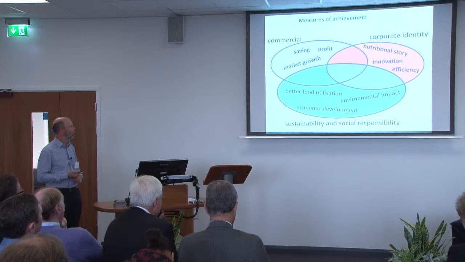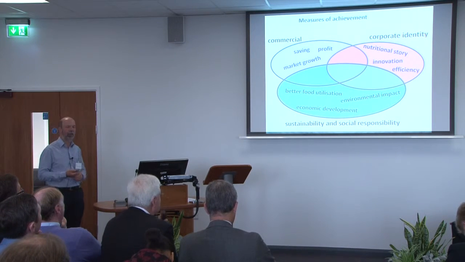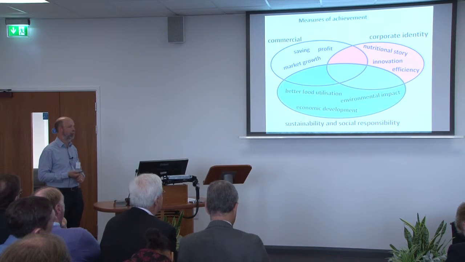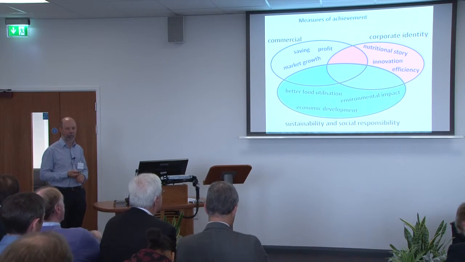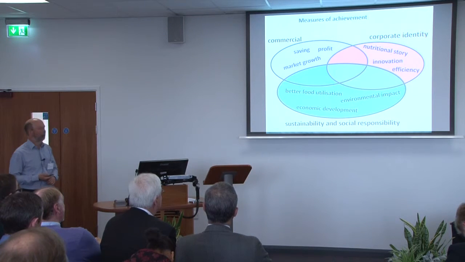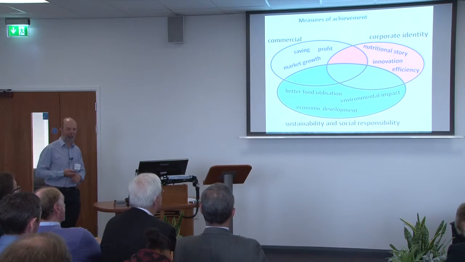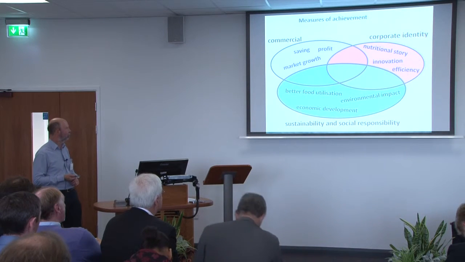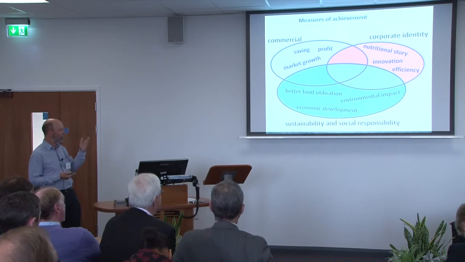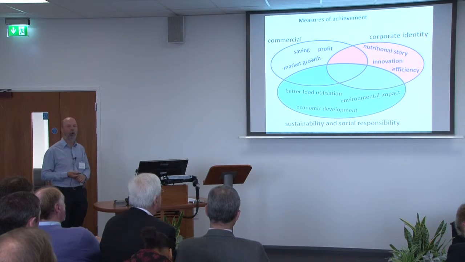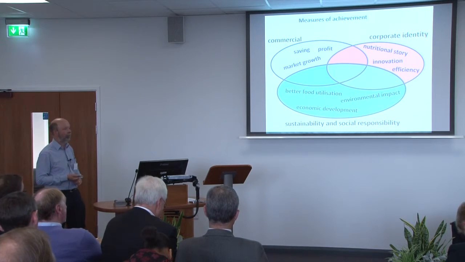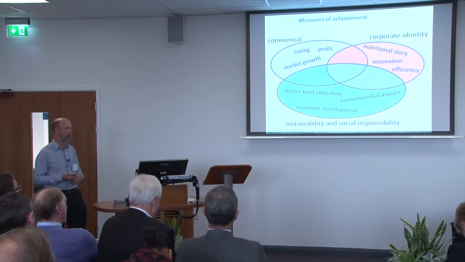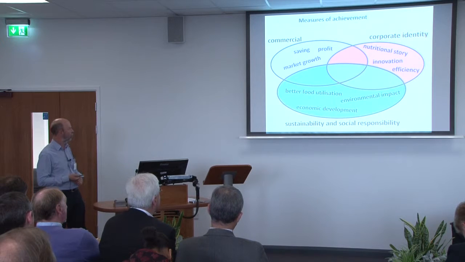how do we decide whether we're being successful or not, achieving what we want? So I've got a different ternary diagram here, but I guess it fits in with what we've been hearing over the last two talks. There are clearly straightforward commercial justifications in getting better value, doing something more useful with a side stream.